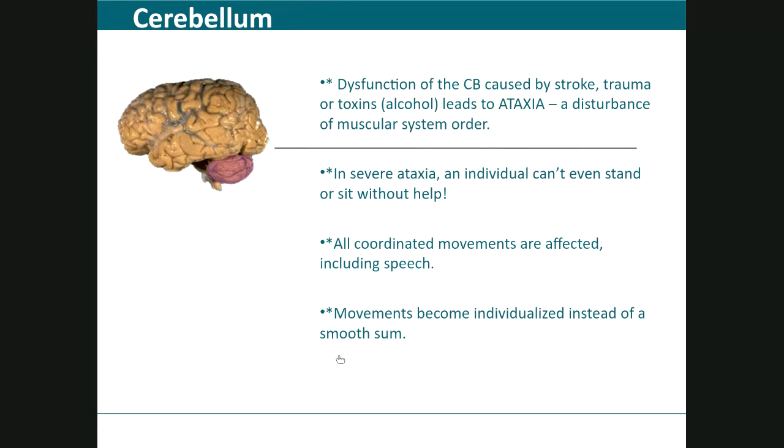To understand the cerebellum in more detail, it's helpful to understand what would happen if there was a dysfunction of the cerebellum. A dysfunction of the cerebellum is similar to what you would experience if you were very intoxicated, or due to a stroke or any kind of trauma. It would cause ataxia. Ataxia is an inability, for example, to walk straight. So it's a disturbance of our muscular system. In severe ataxia, an individual, just like somebody who's really intoxicated, cannot stand, sit or walk without help.